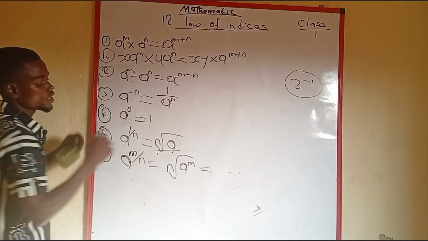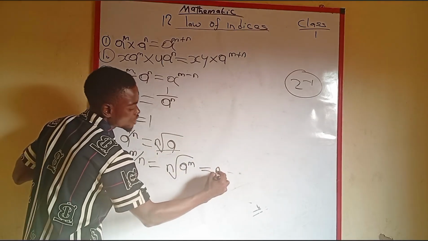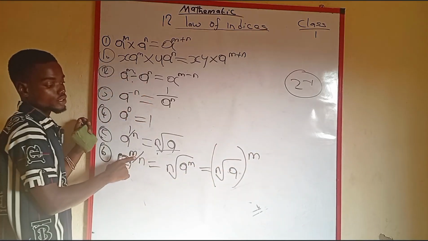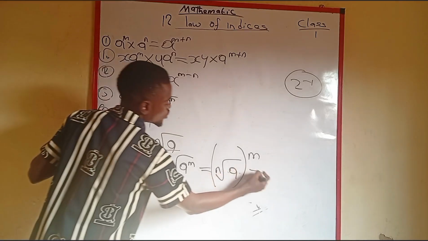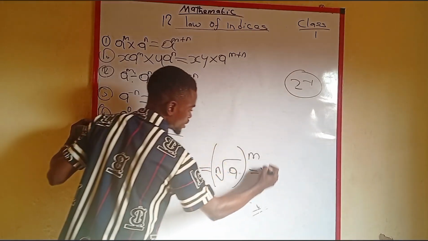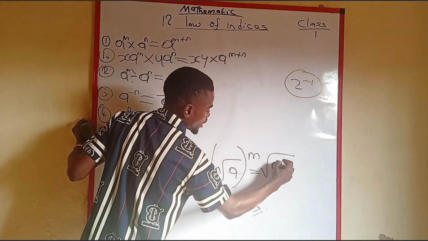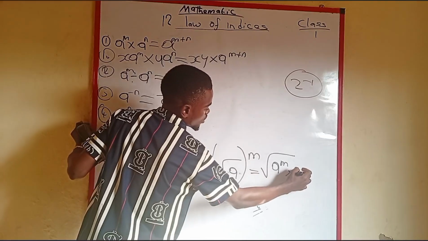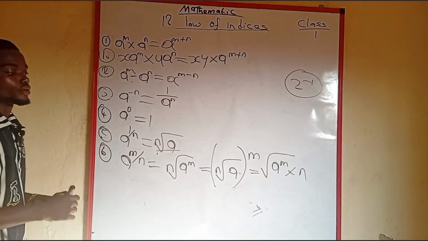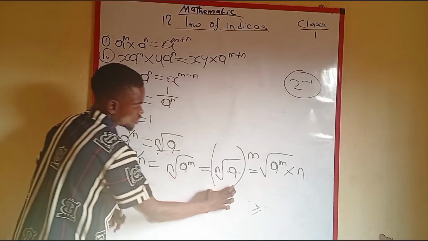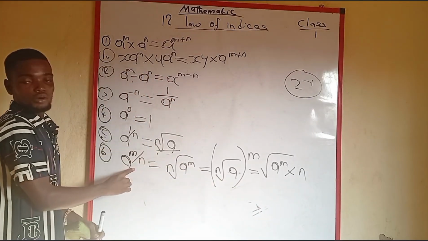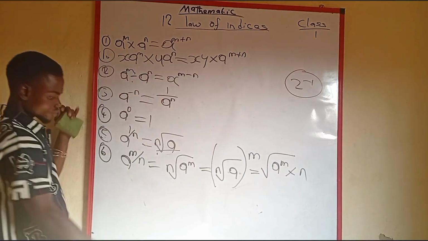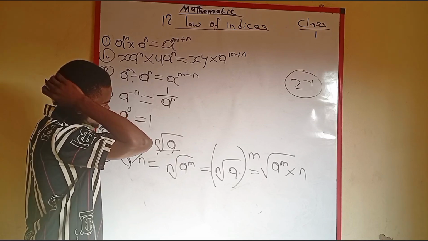This is also equals to, either you do it in this form or you do it as the nth root of a, now all to the power m, which is the numerator. All right. Either you do it this way or you also make it to be in this form, just a single root, and then you have a to the power m multiplied by n, which is the new denominator. Sorry, the root is n. So this equals this, equals this, equals this. When you have an expression in this form, it's either you use this, or you use this, or you use this.